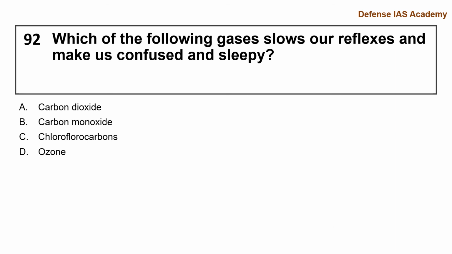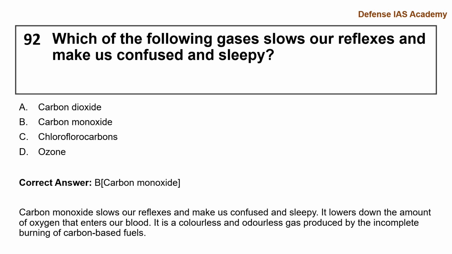Question 92. Which of the following gases slows our reflexes and makes us confused and sleepy? The correct answer is option B, carbon monoxide. Carbon monoxide slows our reflexes and makes us confused and sleepy. It lowers down the amount of oxygen that enters our blood. It is a colorless and odorless gas that is produced by the incomplete burning of carbon-based fuels.